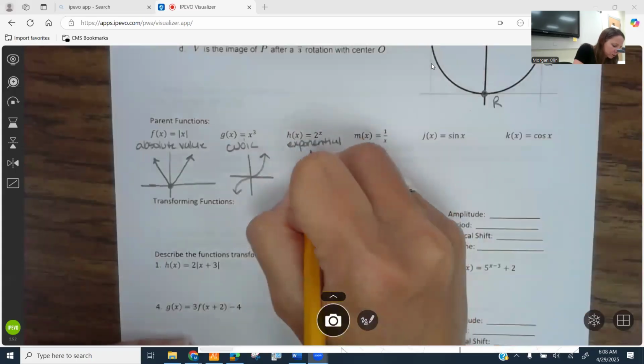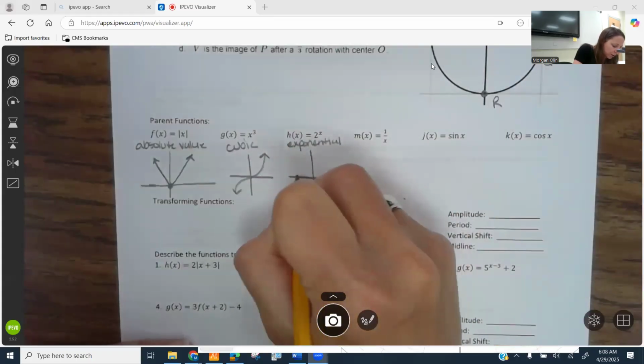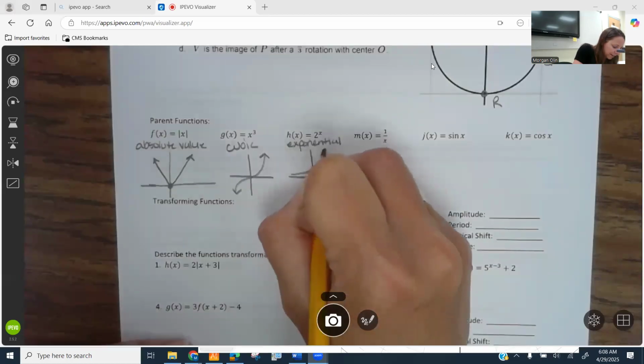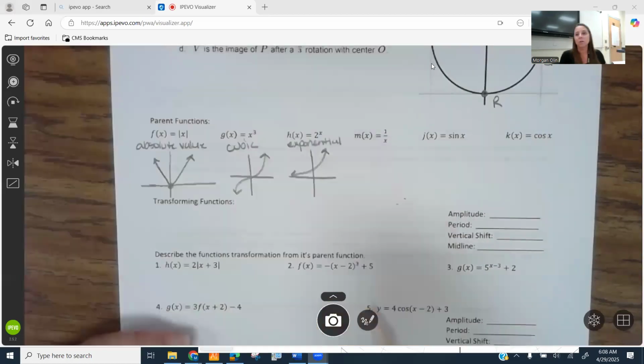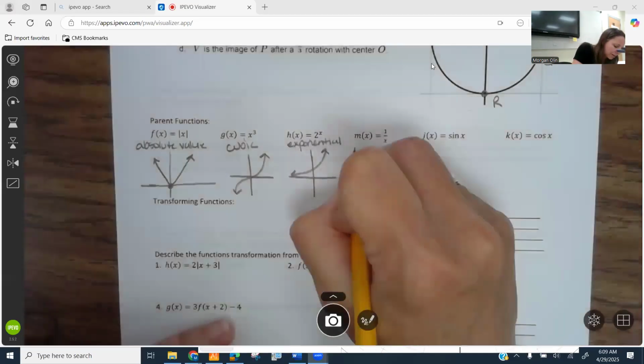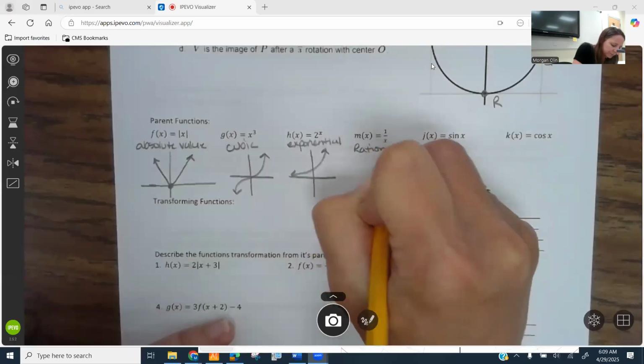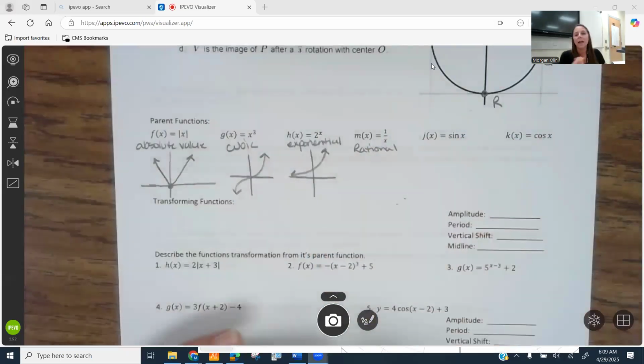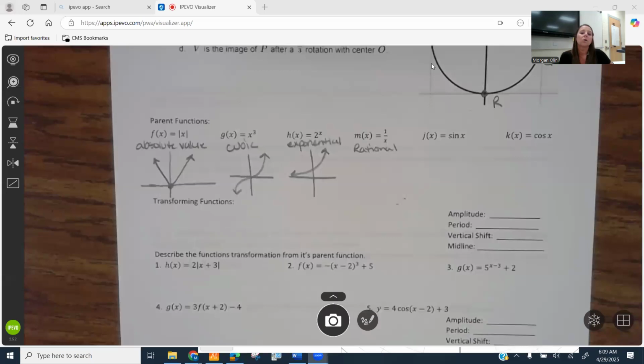All right, an exponential function. Now, this one is a growth, so this one looks something like that. But we could also have decay, where it goes down. All right, this is called a rational function. This is where we had the vertical asymptotes, horizontal asymptotes, and the holes in the graph.